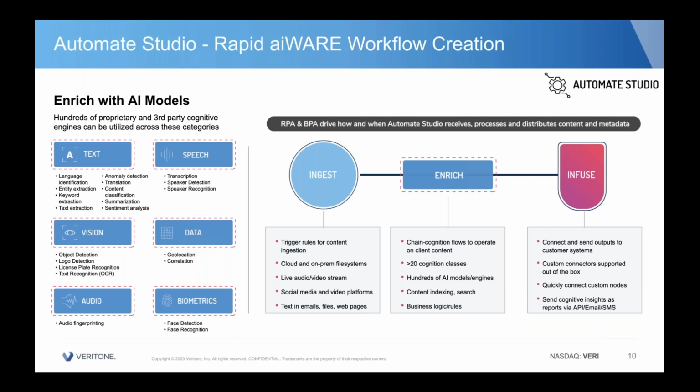So you ingest the content wherever it may come from, and then you enrich it. And this is where really the underlying AIware platform comes into play, housing, as an operating system for AI, over 20 different cognition classes that cover hundreds of different AI models and engines. And you can see some of those on the left. So whether that's text engines for natural language processing, entity extraction, keyword extraction, summarization, sentiment, stuff like that. These technologies are all under the text umbrella.